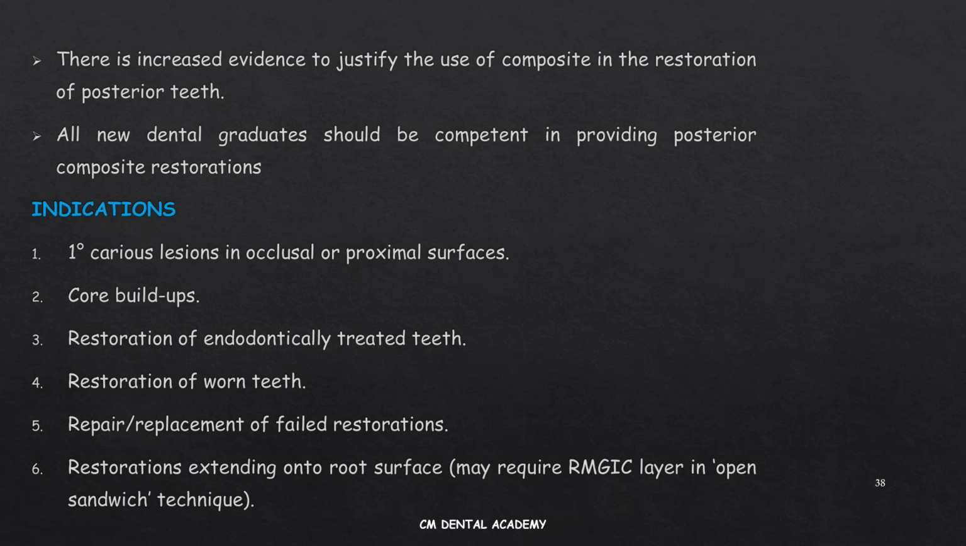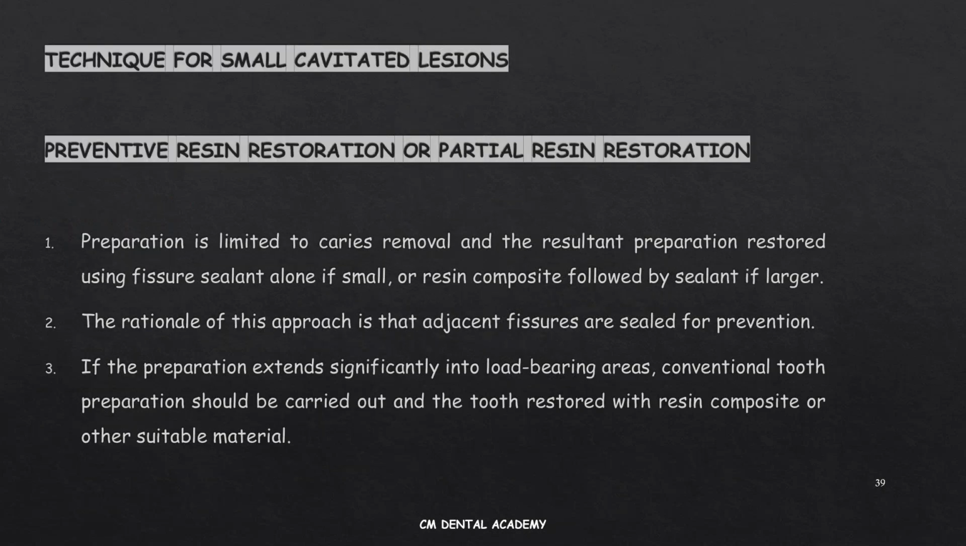Many different matrix systems are available, including metal, single-use, and traditional ones, transparent matrix bands and sectional matrices. Finishing with discs, polishing burs, and interproximal finishing strips is necessary to achieve excellent marginal adaptation, especially proximally and cervically. So these are the manipulations required during posterior composite restorations.